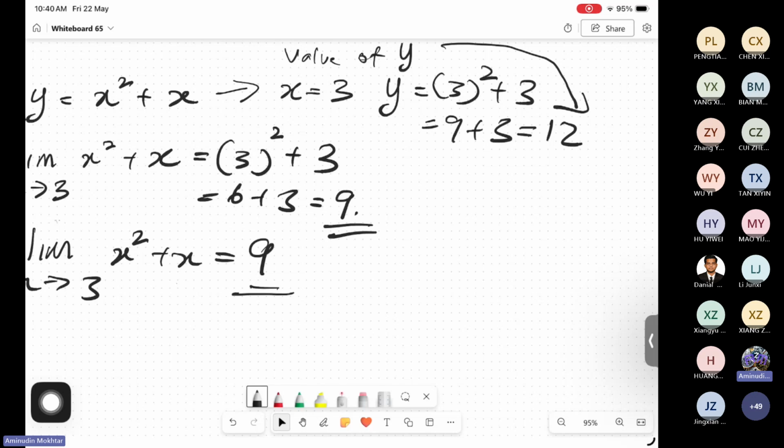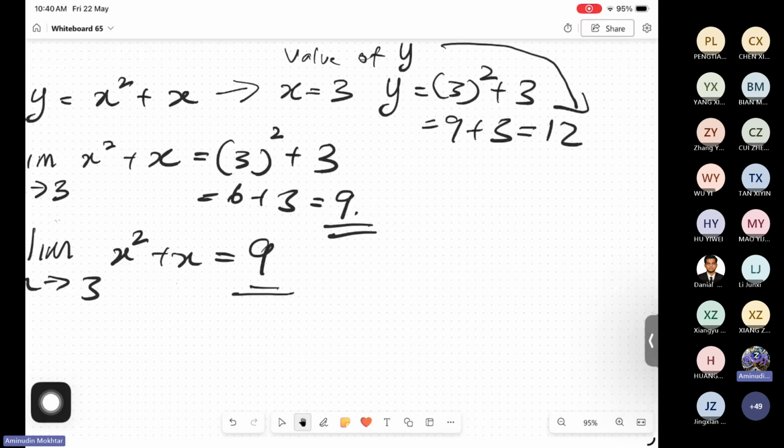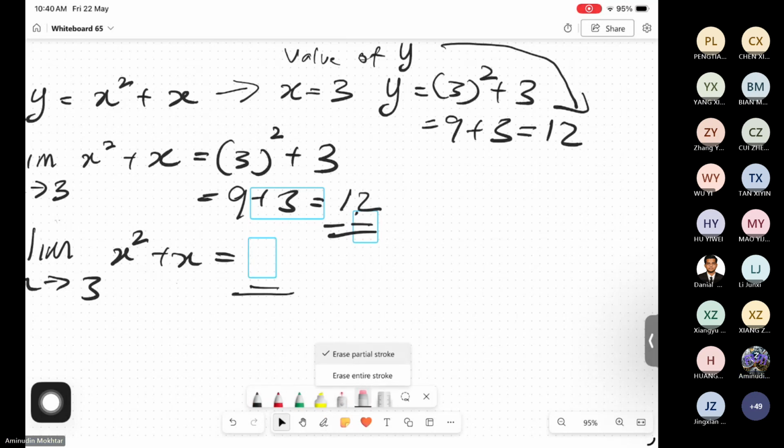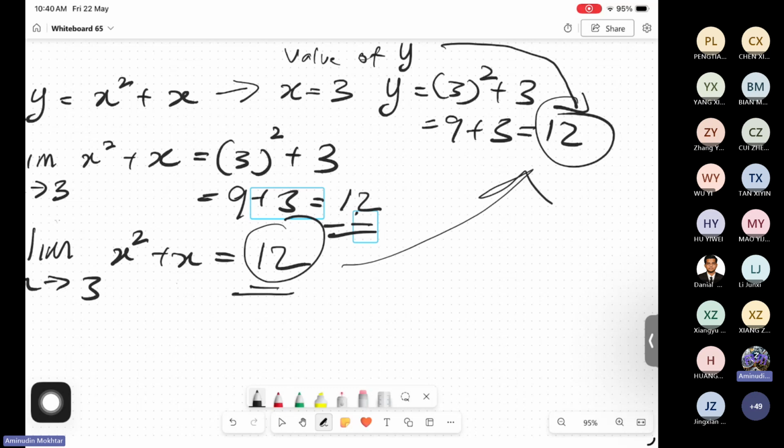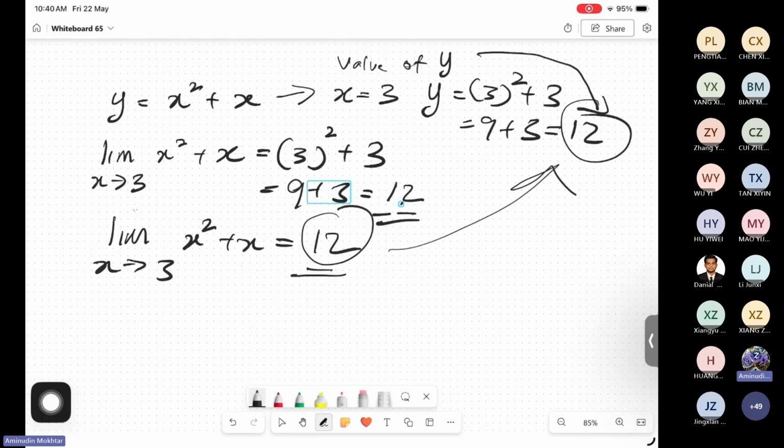This answer is of course equal to the value of y. So it's not 6, right? 6 plus 3, 9. So 9 plus 3 is 12. Okay, the answer is 12, not 6. I made a mistake. Now we get the same answer when we find the limit and the value of y. In this case, we can find the limit. That is the first method. We just substitute the number.